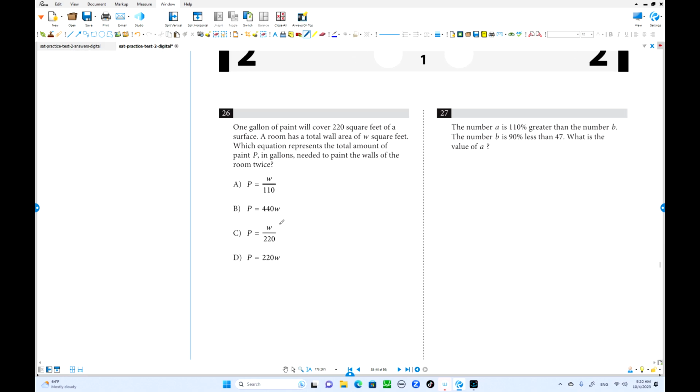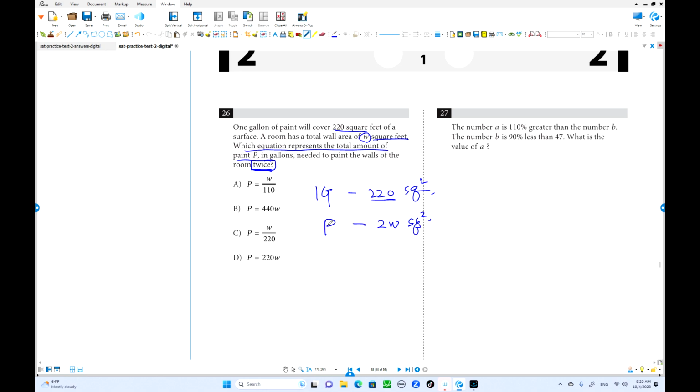Here is number 26. 1 gallon of paint will cover 200 square feet. If you got 1 gallon, that covers 200 square feet. A room has a total wall area of W square feet. Which equation represents the total amount? We know this is W square feet, okay? So needed what? To paint a wall of, oh, this is important, okay? Twice. Twice means what? W twice, maybe you can say 2W square feet. Because the surface area is now twice.